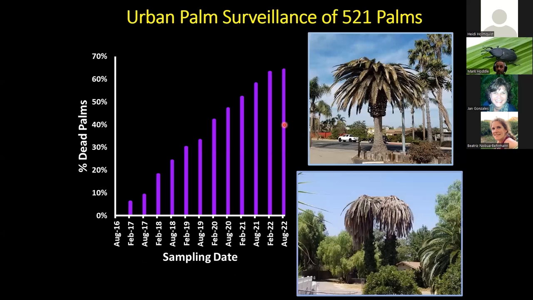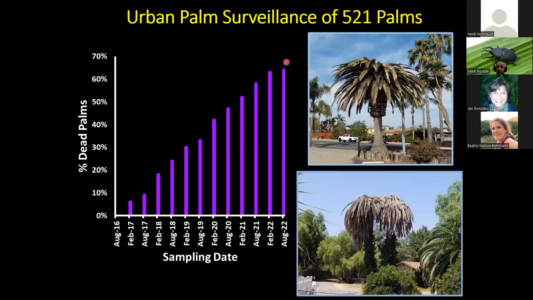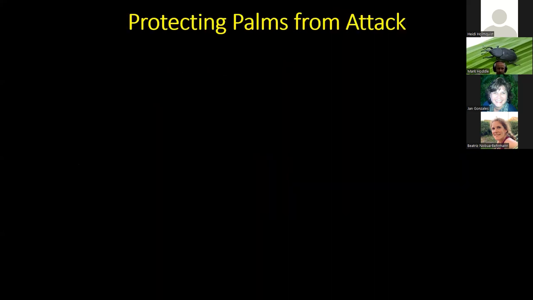In the urban areas where we do the driving survey, started in 2016, no palms attacked and killed by the palm weevil as of August 2022. About 63% of those palms, 521 of them now, have been killed by the South American palm weevil. We'll do the survey one more time in February 2023, and then the survey will be concluded as well. But an impressive upward trajectory there of palm mortality that's been inflicted by the South American palm weevil on these Canary Island date palms in the urban environment.